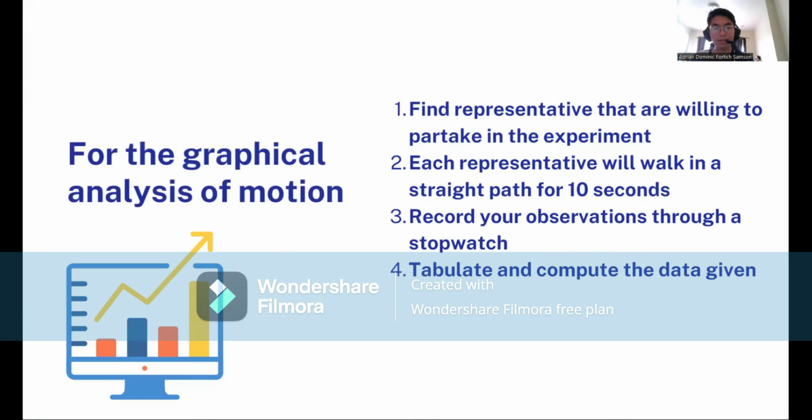So for the graphical analysis of motion, we first need to find representatives that are willing to partake in the experiment. Each representative will walk in a straight path for 10 seconds. Then we record our observations through the stopwatch. Then, lastly, we tabulate and compute the data given.